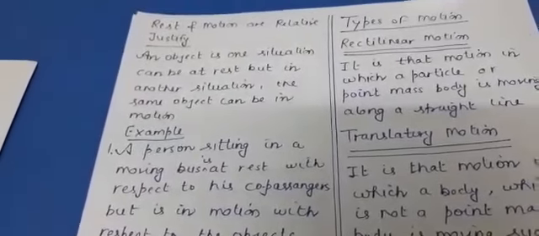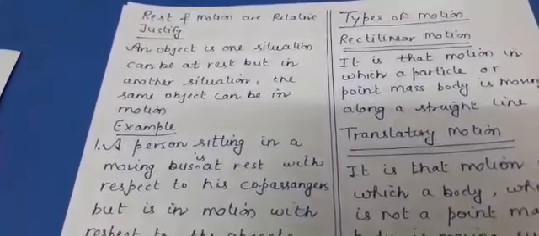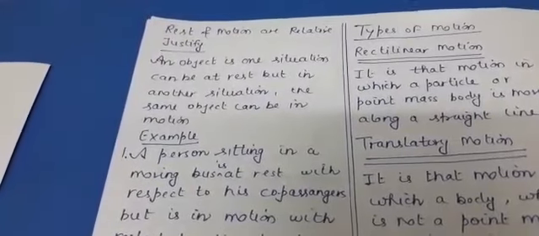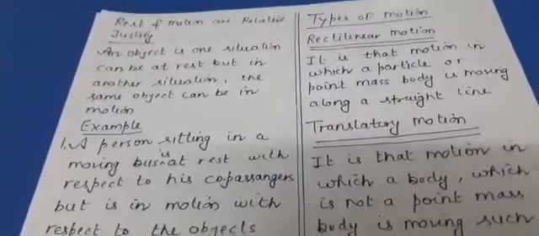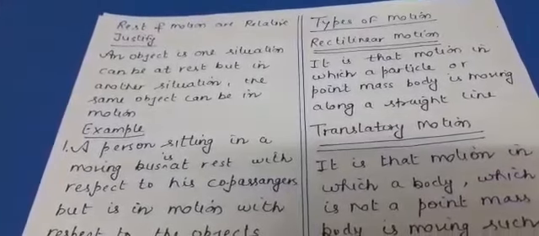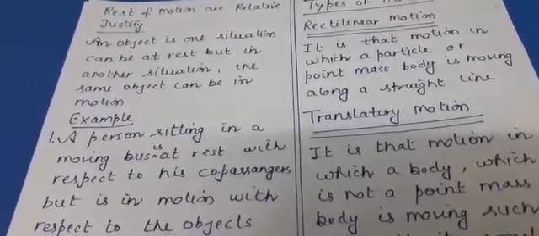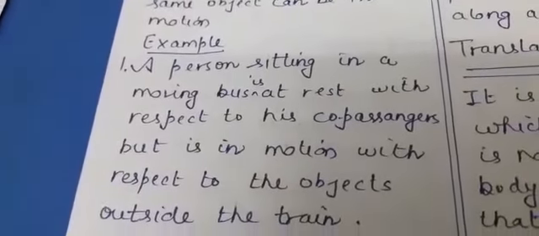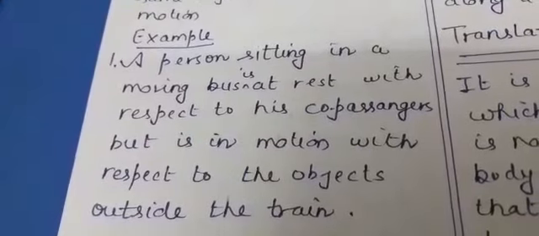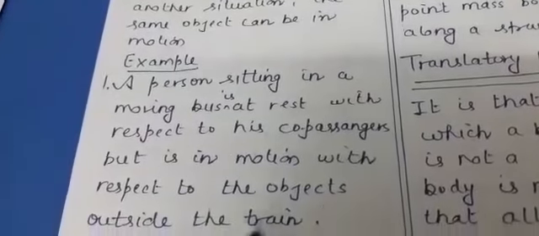So here you can see, as you must have observed in your childhood, that when you are moving in a bus or a car, trees or buildings appear to move in the backward direction. Actually, they are not moving in the backward direction, but you are moving forward and they are at their respective positions. So due to the change in position, they appear to move backward. It means you as a passenger, the single object, are at rest with respect to your co-passenger sitting inside the same bus, but you are in motion with respect to the outside environment. That means the same object can be at rest as well as in motion.